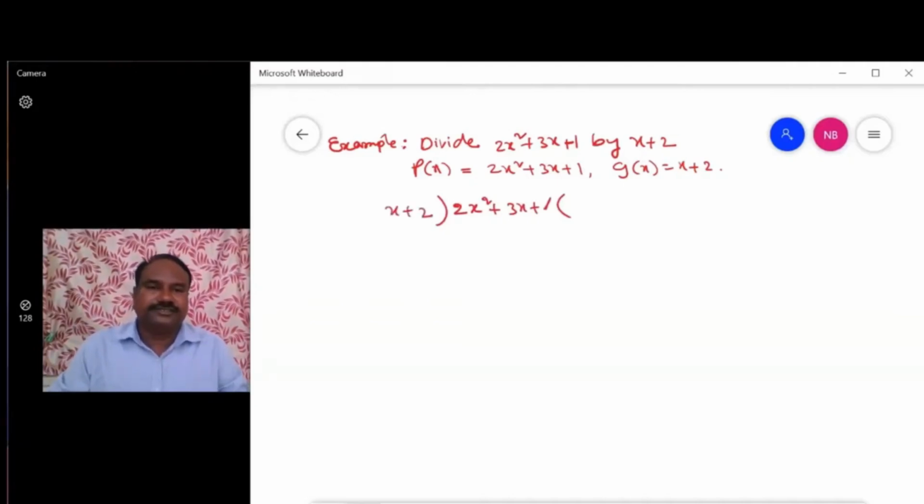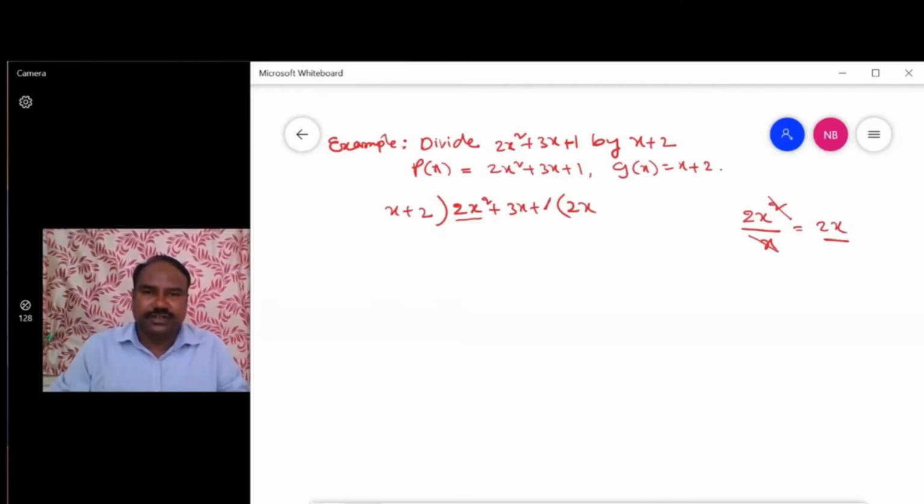Now to get the first term of the quotient, let us consider the first term of the dividend including the symbol, here both are plus, 2x square, by the first term of the divisor, that is x. Now this x and x square get cancelled, so whatever is left is equal to 2x. This 2x is the first term of the quotient. Now multiply these two terms of the divisor with the term 2x. 2x into x is 2x square, plus 2 into 2 is 4x.